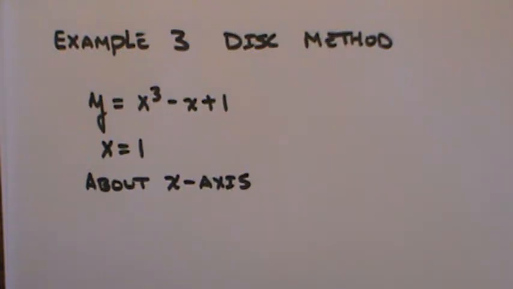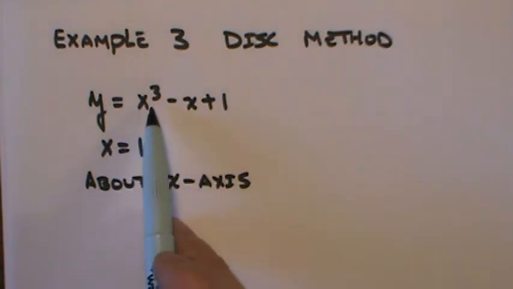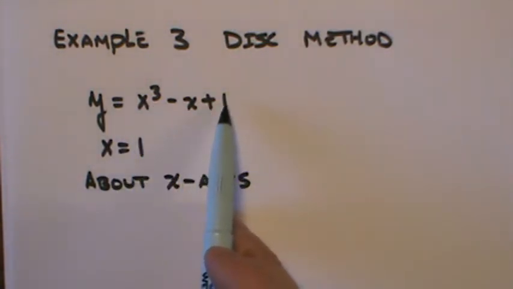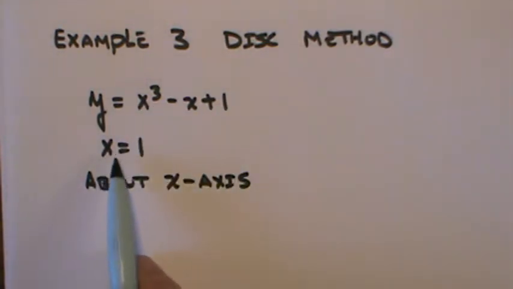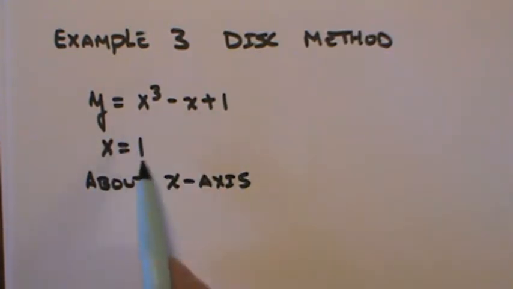Example 3 of the disk method. This is a solid of revolution. So in this example, we're given this equation, y equals x cubed minus x plus 1. We're told that the region we're desiring is going to be bounded by this function, x equals 1, and we want to go about the x-axis.